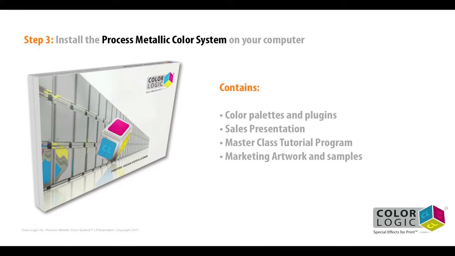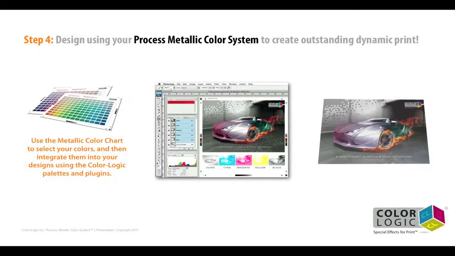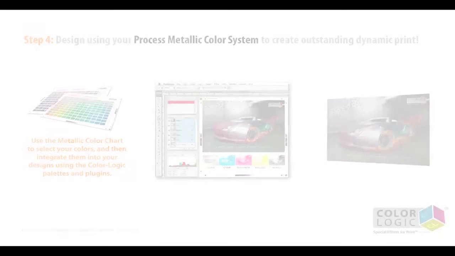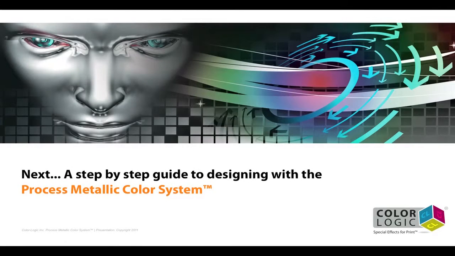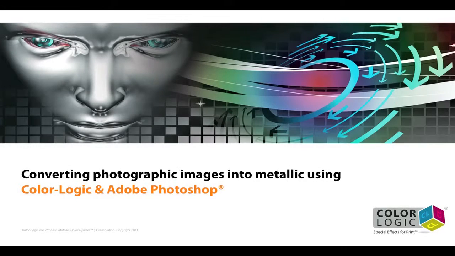Step 3. Install the Process Metallic Color System on your computer. This contains the color palettes and plugins to design sales presentations, masterclass tutorial programs, and marketing artwork and samples. Step 4. Design using your Process Metallic Color System to create outstanding dynamic print. Next, we'll show you a step-by-step guide to designing with the Process Metallic Color System, using Photoshop, Illustrator, and InDesign.